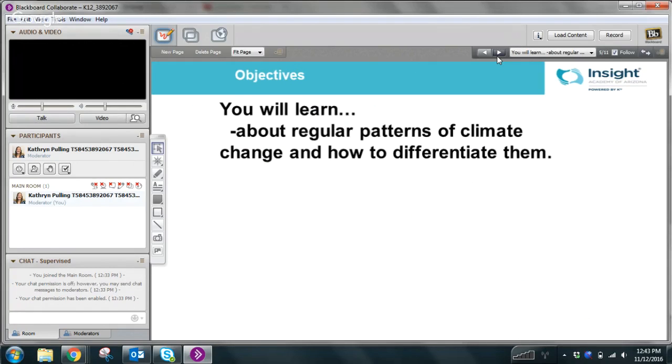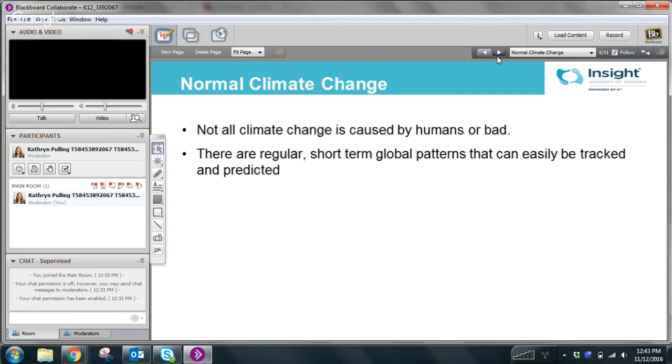So you're going to learn about regular patterns of climate change and how to differentiate them, so tell them apart from each other. Last recording we talked about the greenhouse effect, and in some ways there are maybe some impacts that humans have negatively on this, but there are lots of times when the climate changes. It has absolutely nothing to do with humans, and it's normal, it's a regular cycle. All right, so there are regular short-term global patterns that can be easily tracked and predicted.